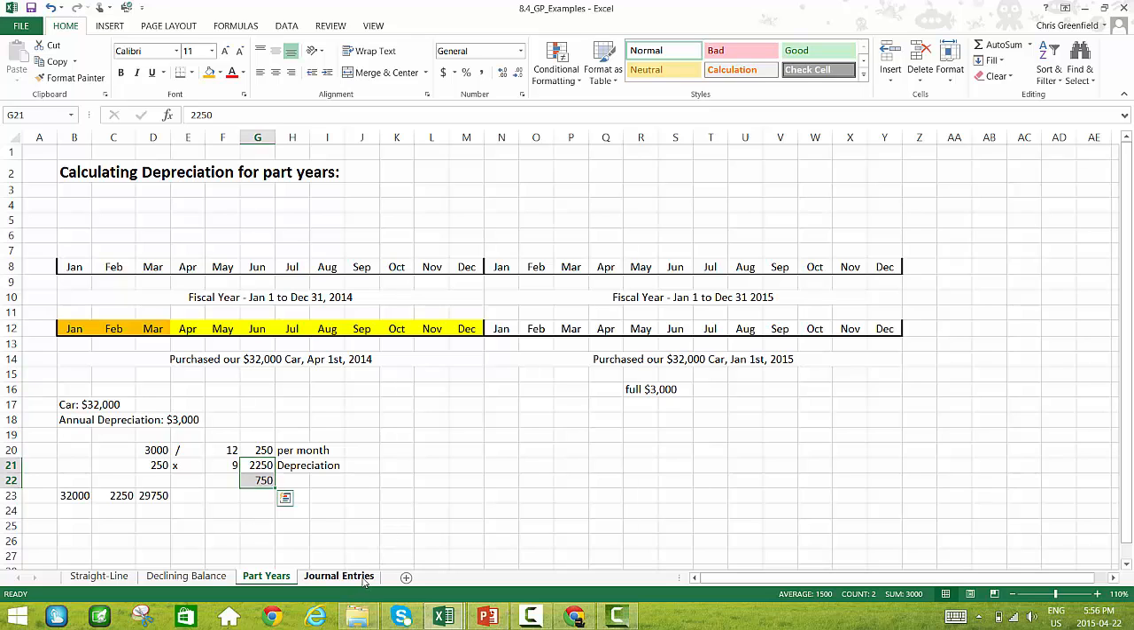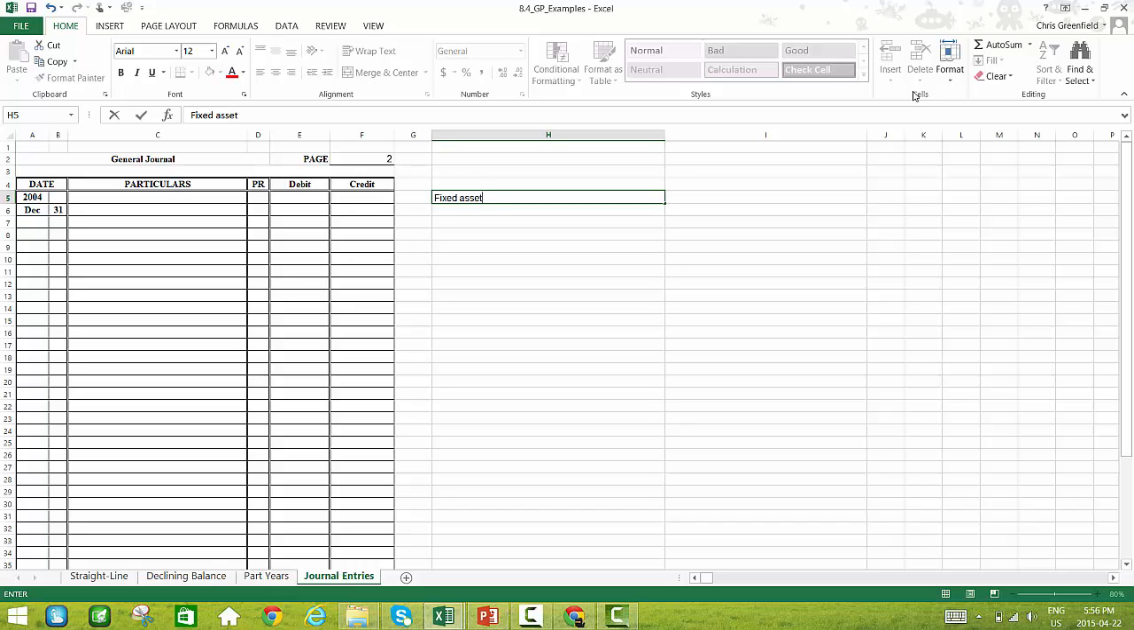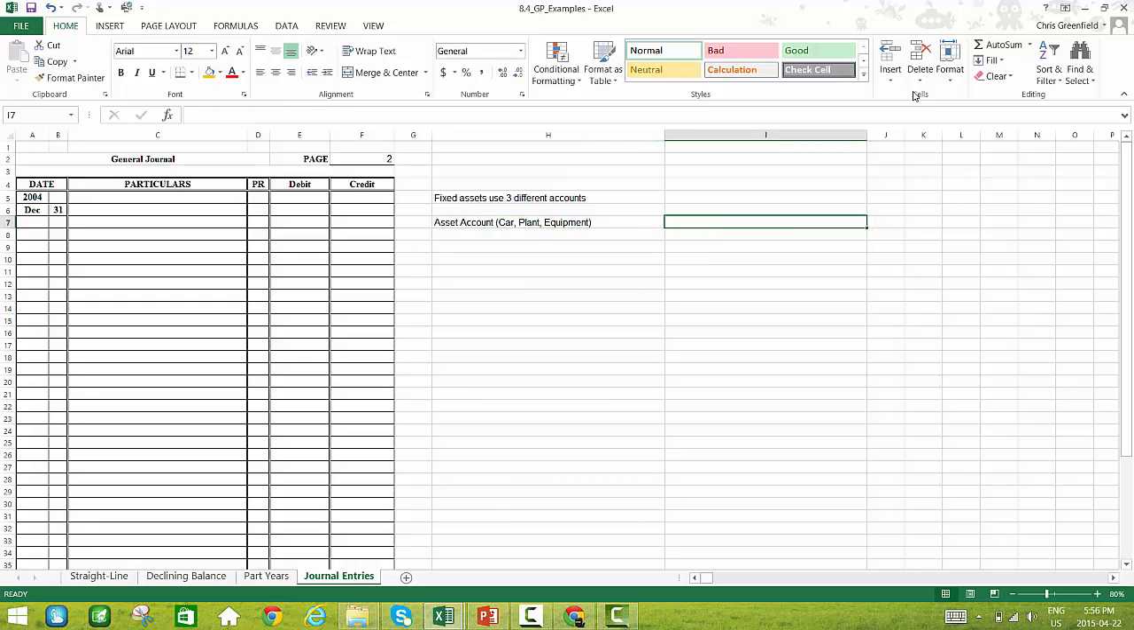Now we're going to look at the journal entries that go with this. Now for every fixed asset, we have three different accounts that get associated with them. The first one is the actual asset account. So like car, plant, equipment. This gets set at the purchase value and never changes.